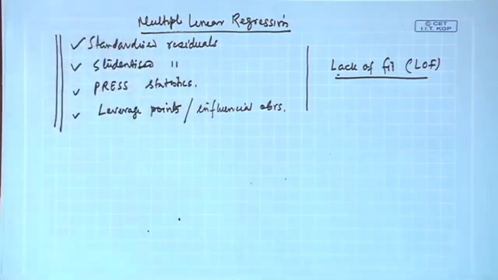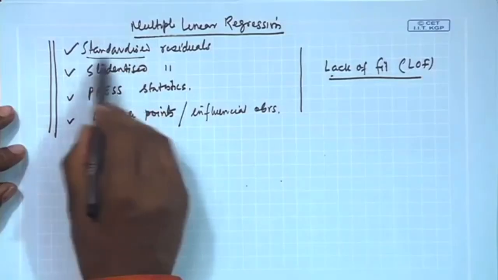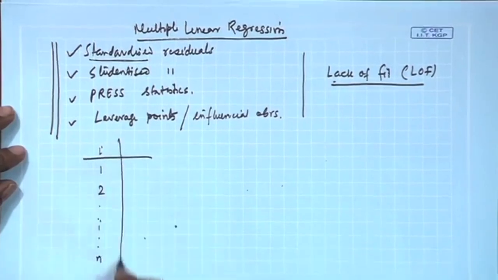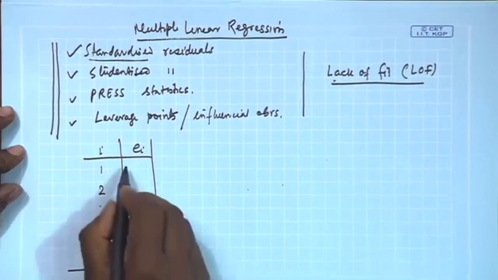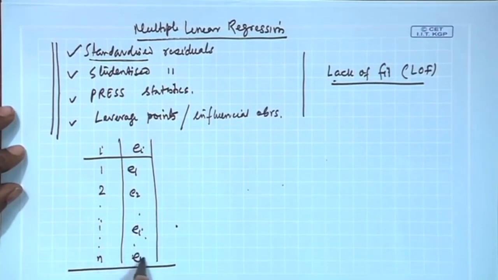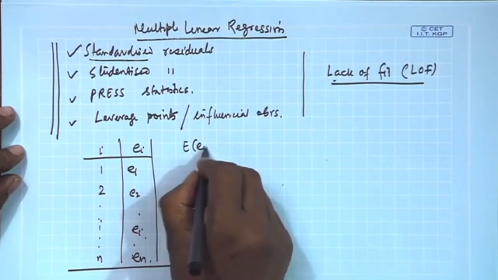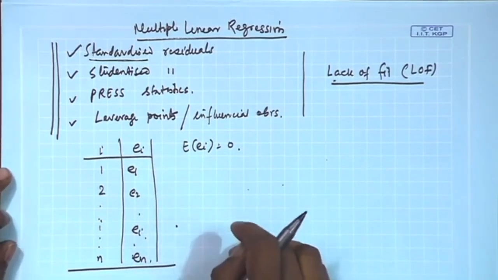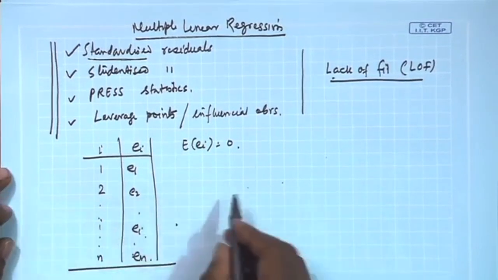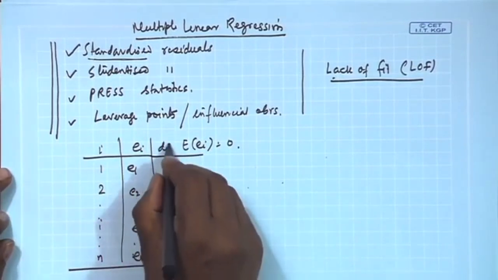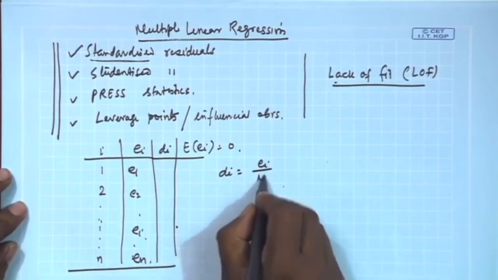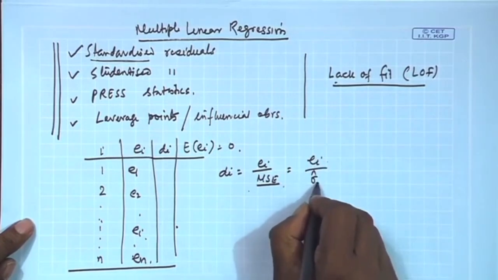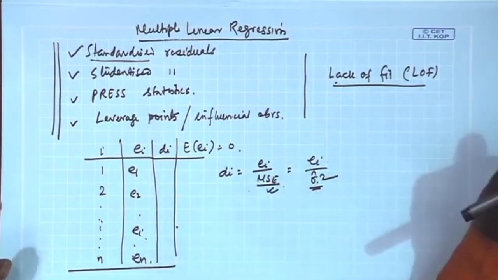So, let us see the standardized residuals. By this time you understand what is the meaning of standardized. So, you have i equal to 1 to n number of observations. So, you have n number of residuals e1, e2, ei, en. What is the expected value of e_i? It will be 0. So, by standardized residual, we mean we will create, suppose d_i, where d_i equal to e_i by square root of MSE. You know the concept of MSE also. So, this is nothing but e_i by sigma cap. The sigma square cap is estimated by MSE.